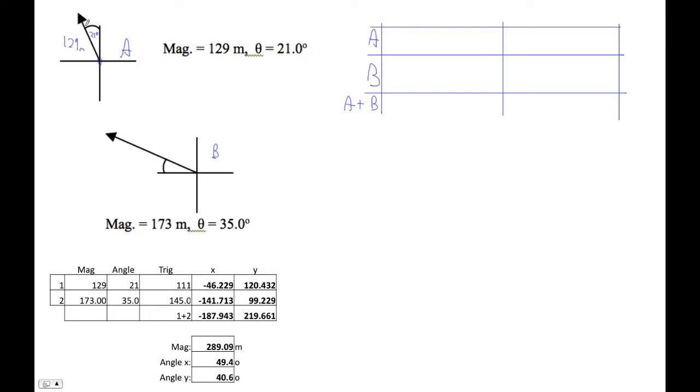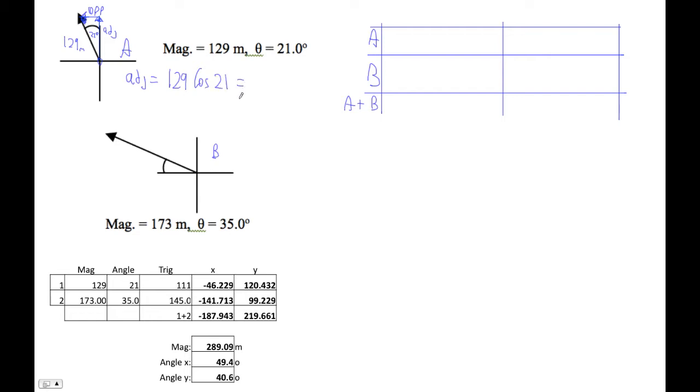So start at the tail, go to the tip, up, and to the left. Up and to the left. Those are my components. This is adjacent. This side is opposite, right? And as always, my adjacent side is going to be hypotenuse cosine of the angle, right? So 129 cos 21.